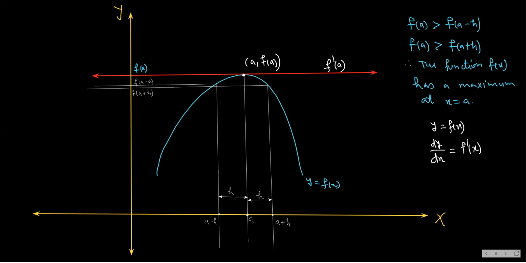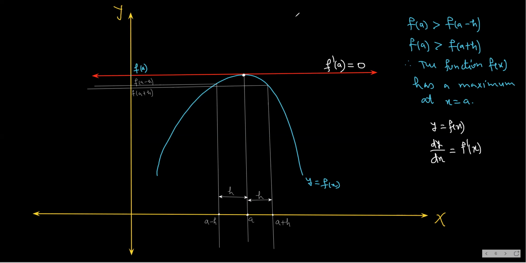So what is the slope of the tangent at x equals a? It is f dash a. And what is f dash a, students? f dash a is equal to 0. The slope of this tangent at a is given by f dash a, and since I understand that this tangent is parallel to the x-axis, its slope value is equal to 0.